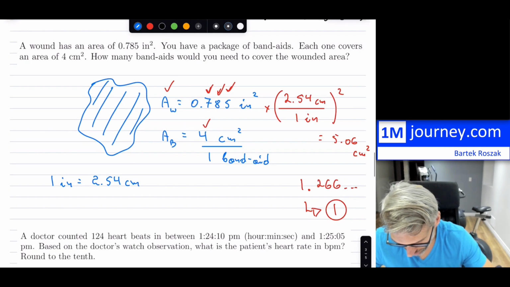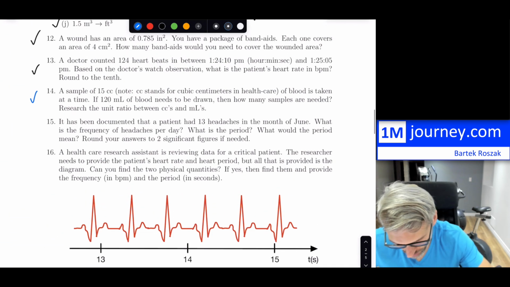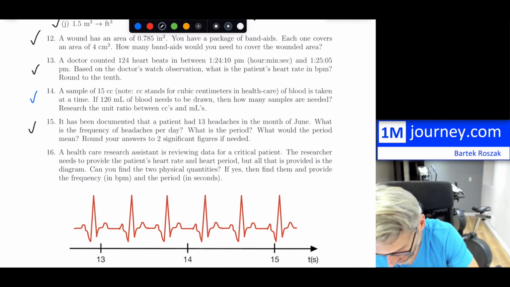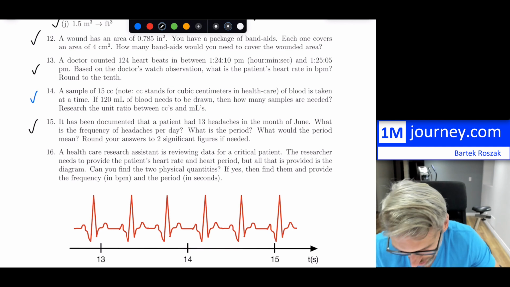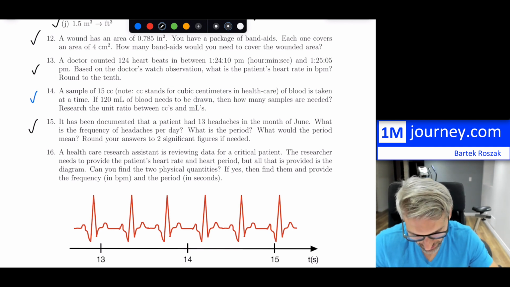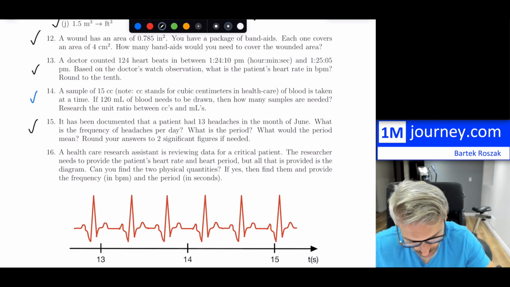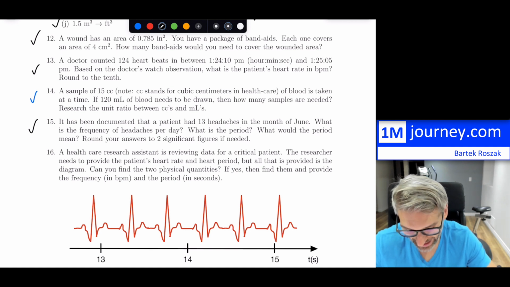Okay, let's take a look. We're getting close there, so almost done. Question 15: it has been documented that a patient had 13 headaches in the month of June. What is the frequency of headaches per day? What is the period? What would the period mean?